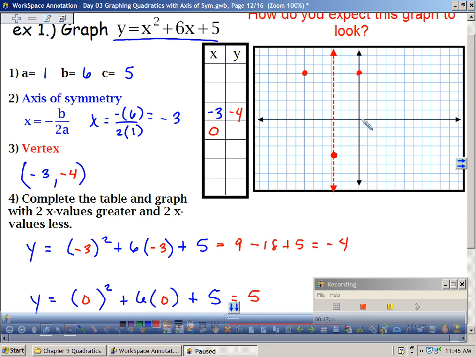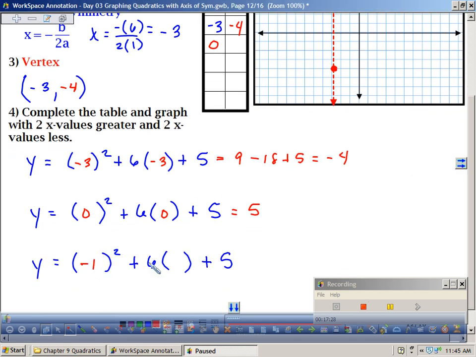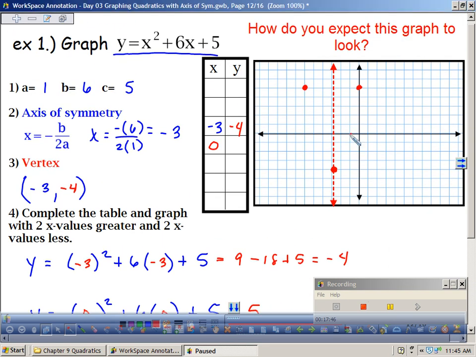1. You wouldn't want to do 1 because that will take you all the way up here. Let's do -1. See what I mean? The graph's going to look like this. So let's do -1. -1 squared is 1. 6 times -1 is -6. Positive 5. What comes up from that? 0. Wow. -1, 0 means I have 1 there, and I also have 1 here, and we're done. Good job, guys.